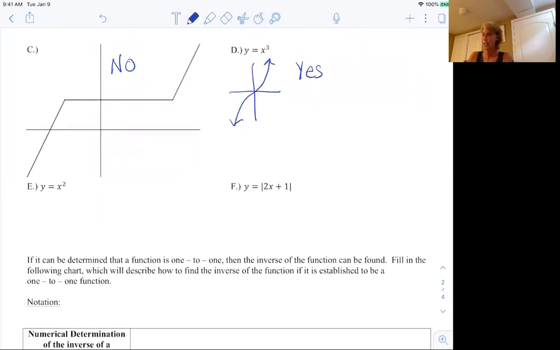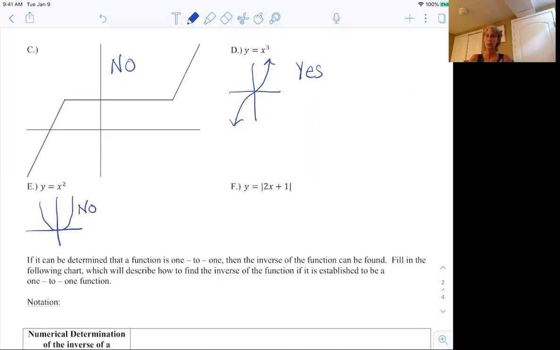Now I have the function x squared again. Since I don't have a picture in front of me, I would just visualize it, plug it in the calculator, whatever the case may be. It passes the vertical line test, but does not pass the horizontal line test. So this is a no.